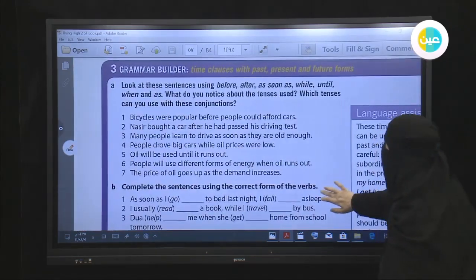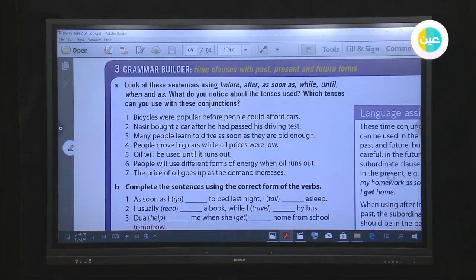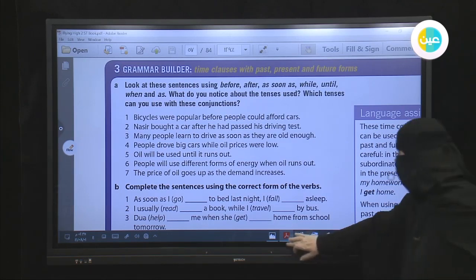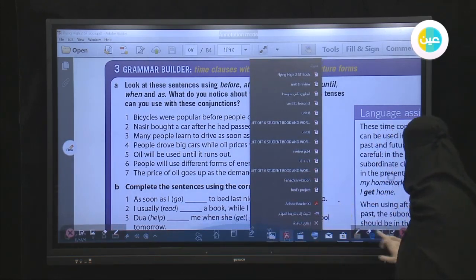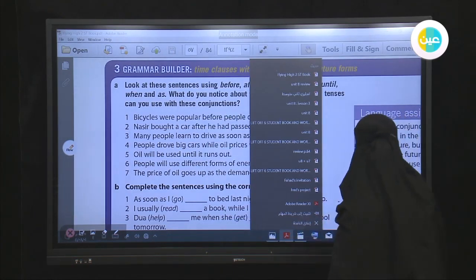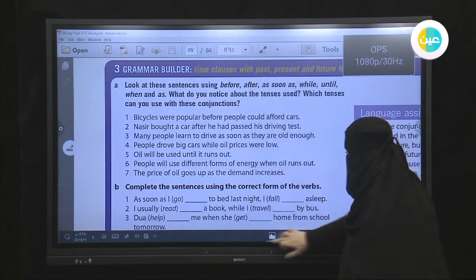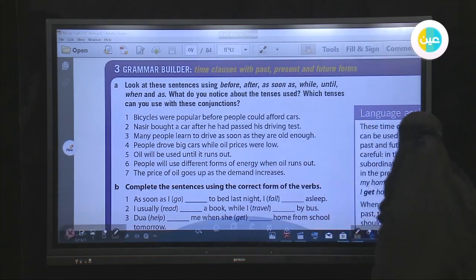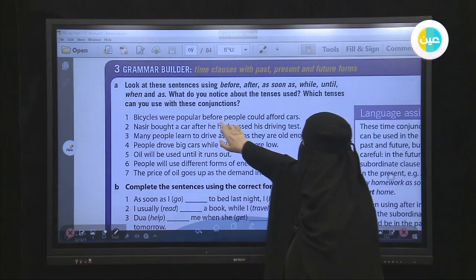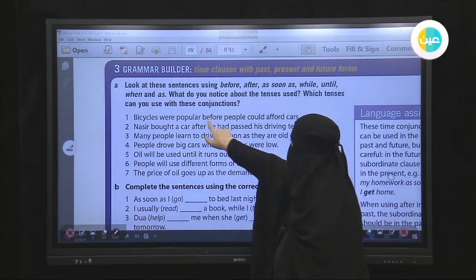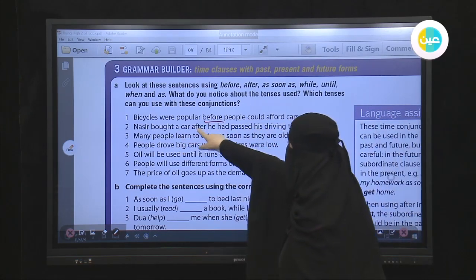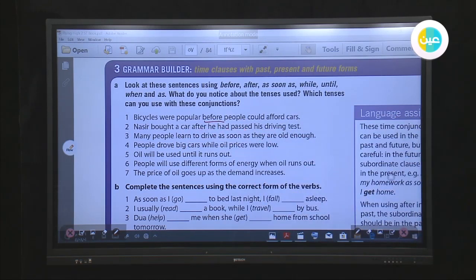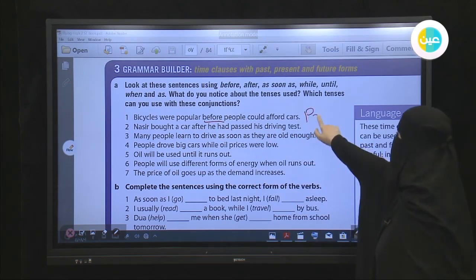Okay, now here. One, bicycles were popular before people could afford cars. Here, where is the time word? Bicycles were popular before. The word is before. Two, first, what is the tense here? Bicycles were popular before people could afford cars. Here, the tense is past.